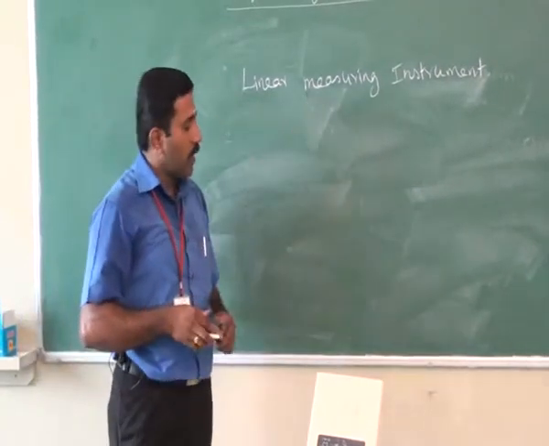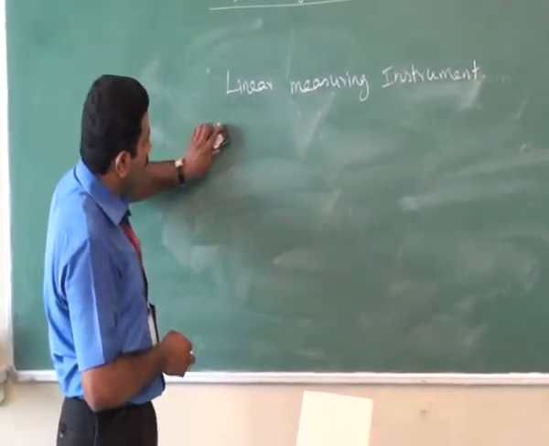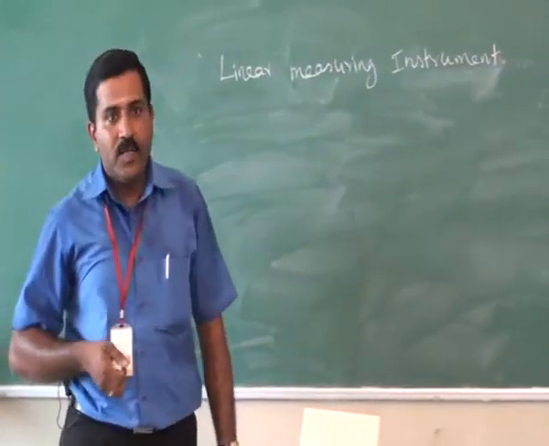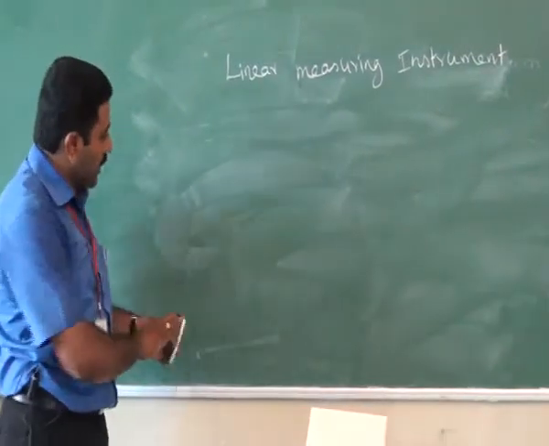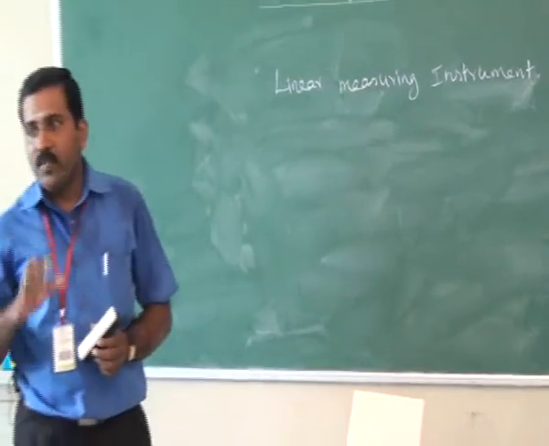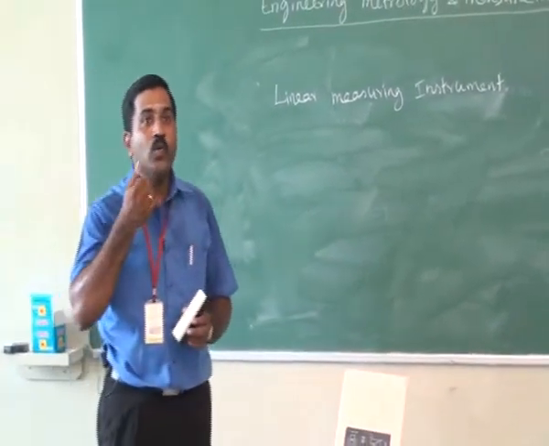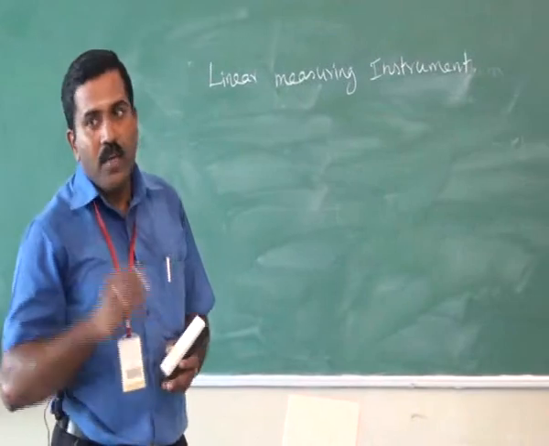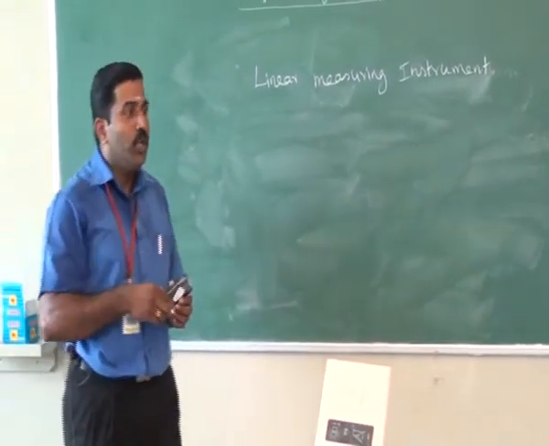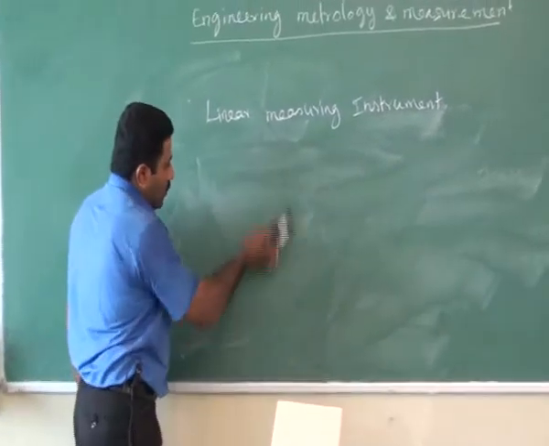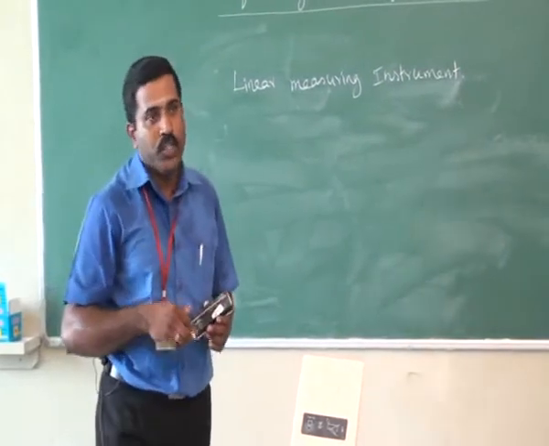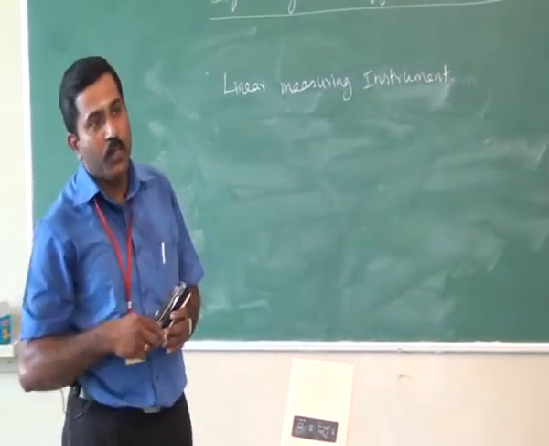Before we start this, we have to study some of the limit gauges. The limit gauge is one of the linear measuring instruments. With a limit gauge we cannot measure the component; we only inspect the components. This instrument is used in mass production, where the company produces many identical components, and then we have to check those components.